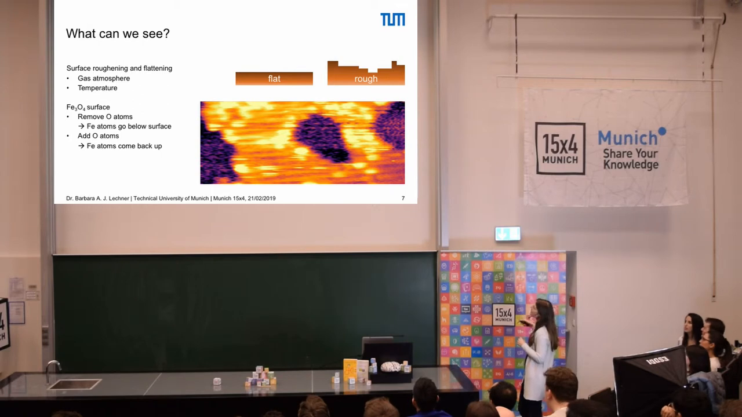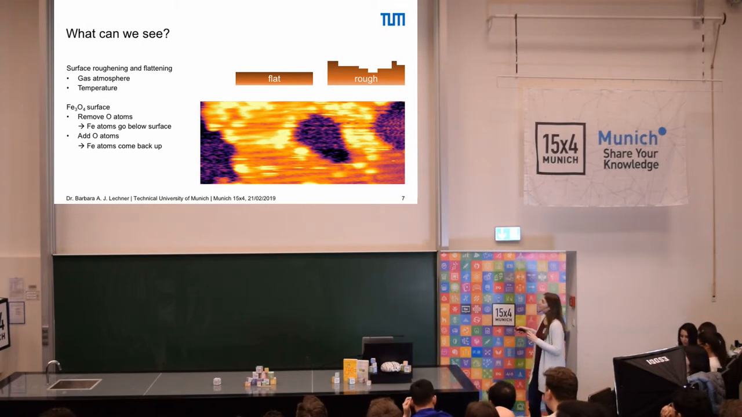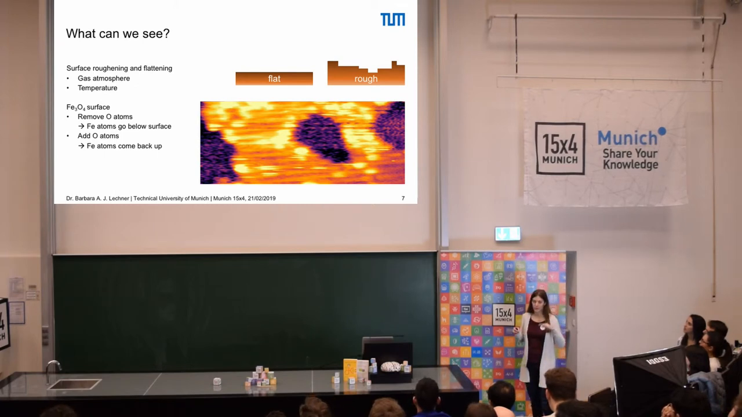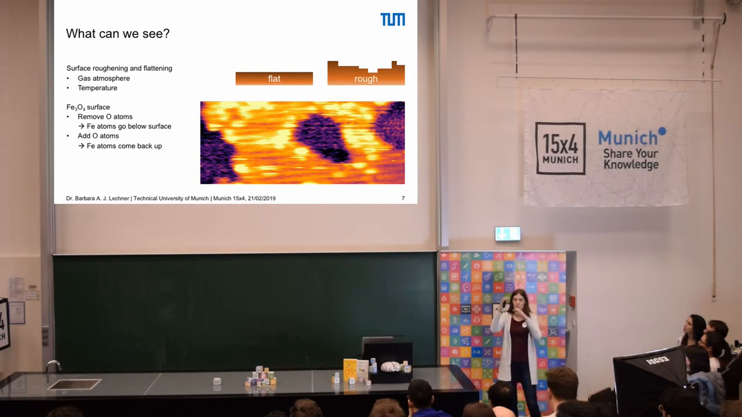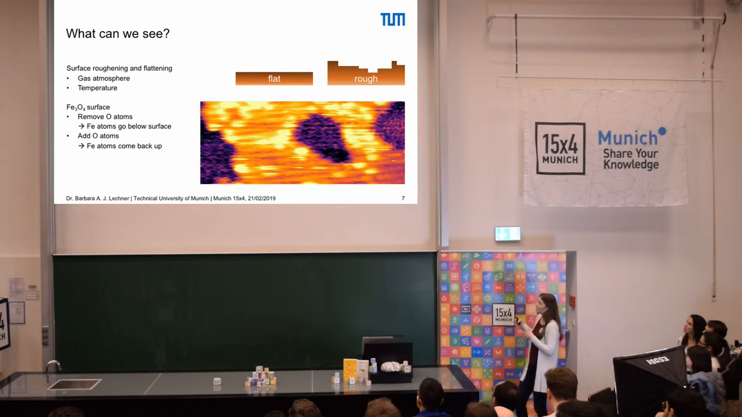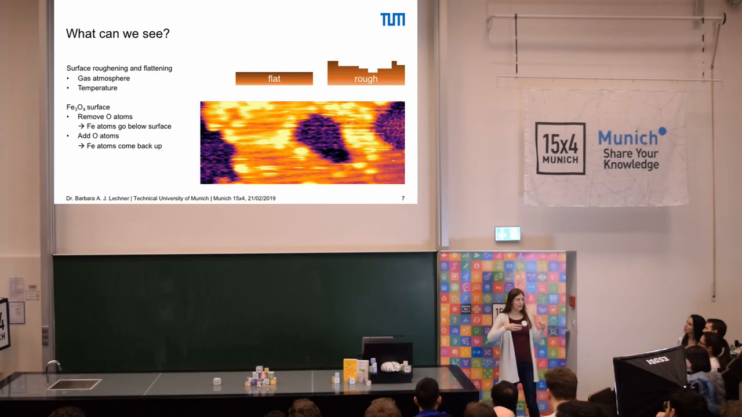Here's an example where we have an iron oxide surface. So this is Fe3O4. So for every three iron atoms, we have four oxygen atoms. What we did here is we made some smaller holes into this surface, so the purple is darker, it's a bit deeper sitting. And that's by removing oxygen atoms from the surface, because then the iron atoms go down under the surface because they don't have the bonding partner anymore in this ratio of 3 to 4. So if we want to flatten it again, we need to bring oxygen atoms back so that these iron atoms feel they can come back to the surface and really then make this nice bond again. So that's what we do here.